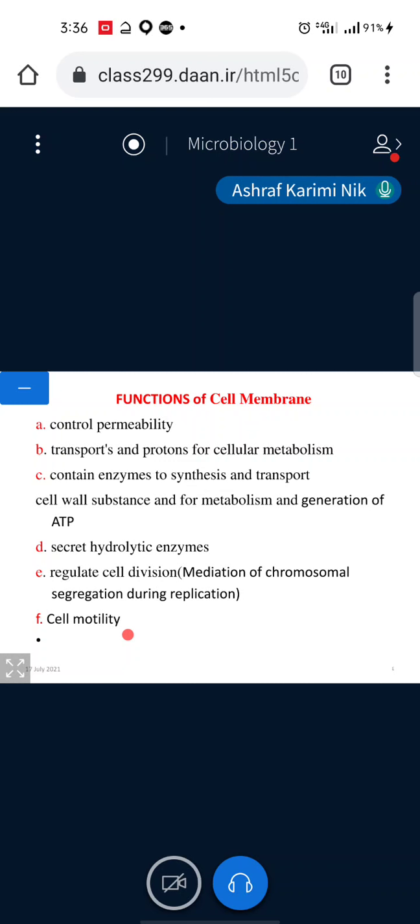Cell motility. Before, I told you about motility of bacteria by flagella. Flagella originate from the cytoplasmic membrane. Thus, the cell membrane can be related to cell motility.